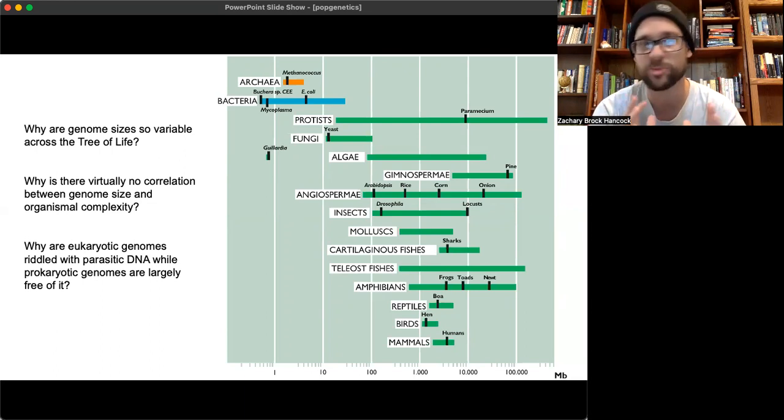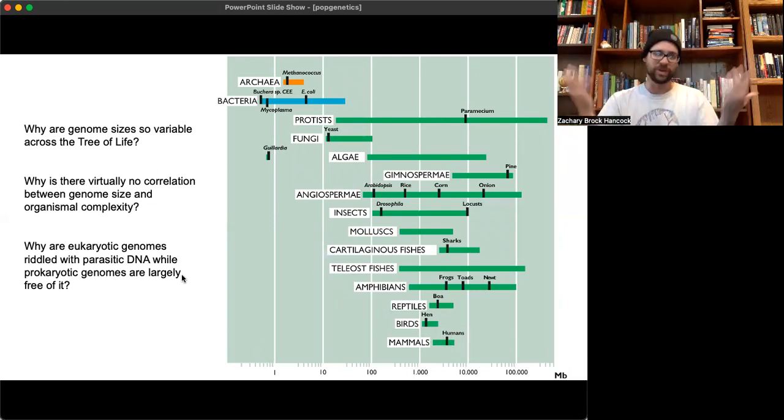Why are genome sizes so variable across the tree of life? What I've showed you here is just a figure of archaea, bacteria, protist, all the way up to mammals, and you can see huge variation in the genome size. Note that this is a log scale down here, so this is 1 megabase, and this is 100,000 megabases, right? So there's a huge range of genome sizes across the tree of life. Here are humans right here, kind of a middling genome size.